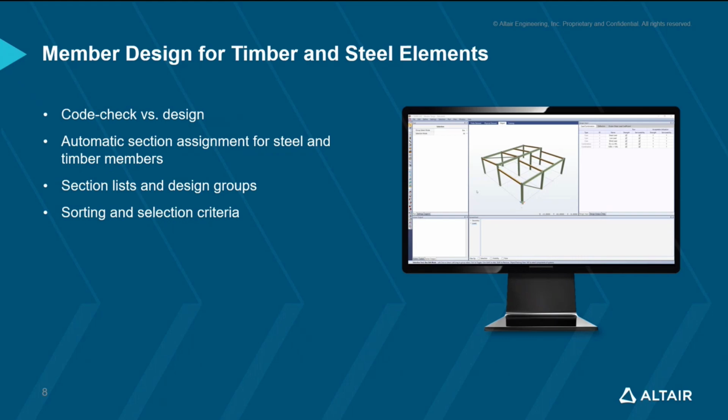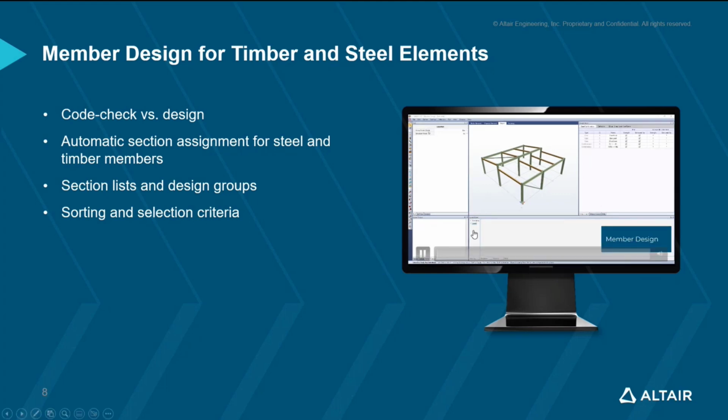Now, in this version, we've automated the design process, which comes next, which means that if your member is under-designed or over-designed, it is an iterative process in order to go ahead and find a more suitable section that meets code requirements. And STimber now automatically goes and finds these sections, and it automatically assigns the sections to the members in question. So one necessity to this feature was section list and design groups that I already explained. And there is a sorting and selection criteria that can be defined for the selection process as well.